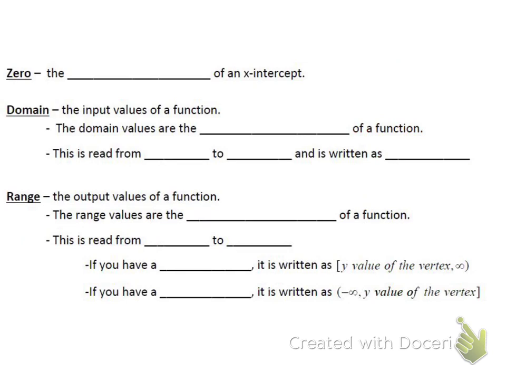Three more characteristics here are zeros, x, or domain and range. Zeros are the x values of an x-intercept, and we always write them as x equals a number. Once you know the x-intercepts, it's really easy to find the zeros. And lastly, our domain and range, which again, we've talked about already this school year. Domain is the input values of a function. In other words, the domain values are the x values of a function.